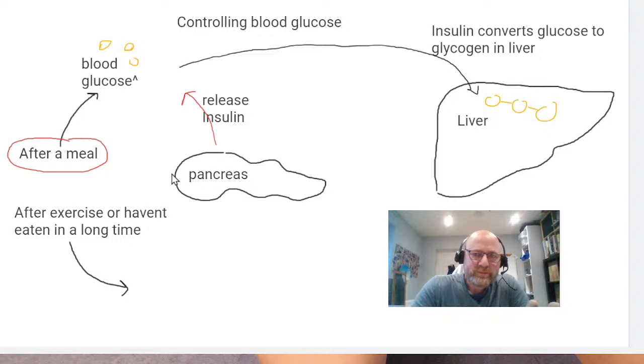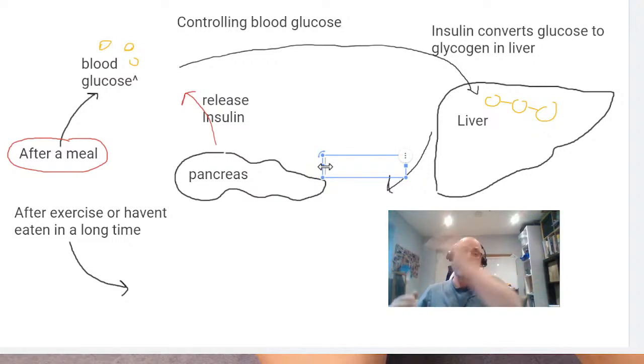So don't forget, if you get a question on this, you've got to say what happens to the blood glucose after. What happens to our blood glucose level now? Now that the glucose has been turned to glycogen and put in the liver, what happens to the blood glucose level? The level of glucose in your blood. Yeah, nice.